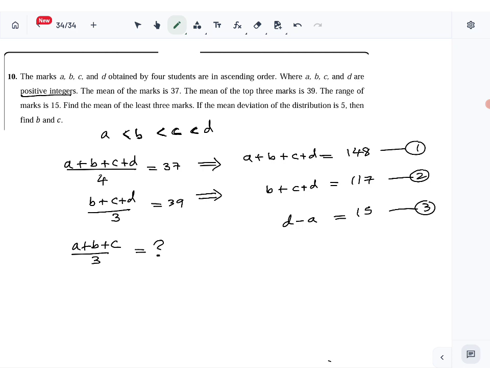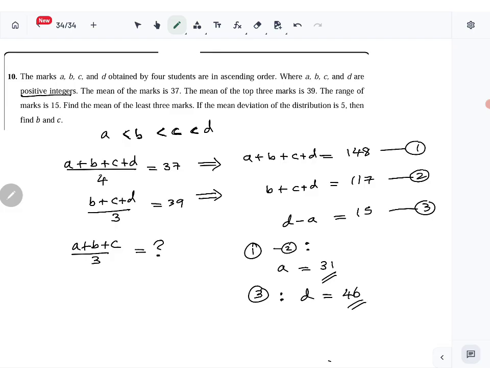Let's look at what we have. Using 1 and 2, we can easily find A. 1 minus 2, B + C + D cancels. So A equals what? 31. So we found A. Then substitute A into the third one. So you get what? D is equal to what? 46. A and D we know.